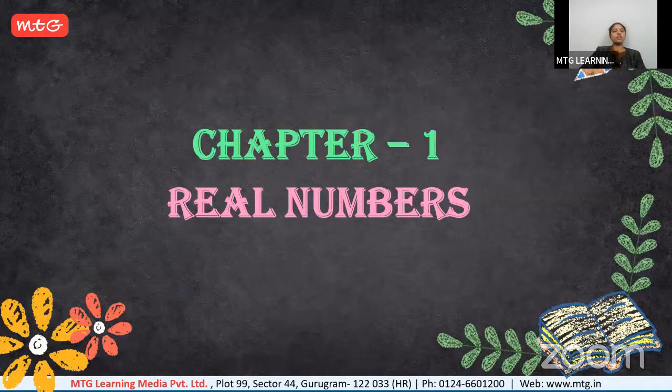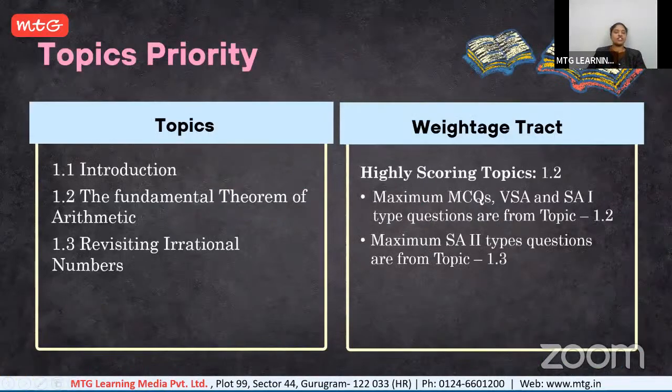So first and foremost, we are supposed to start with our first chapter, which is real numbers. I know that many of you don't feel real numbers is a priority, because what you have in this chapter is just the basics of what you have learned about numbers till class 9. But we have to start with the first chapter. So when you look into the topics of this chapter, you have two main topics. One is the fundamental theorem of arithmetic. The other one is revisiting irrational numbers. So these are the two core topics.